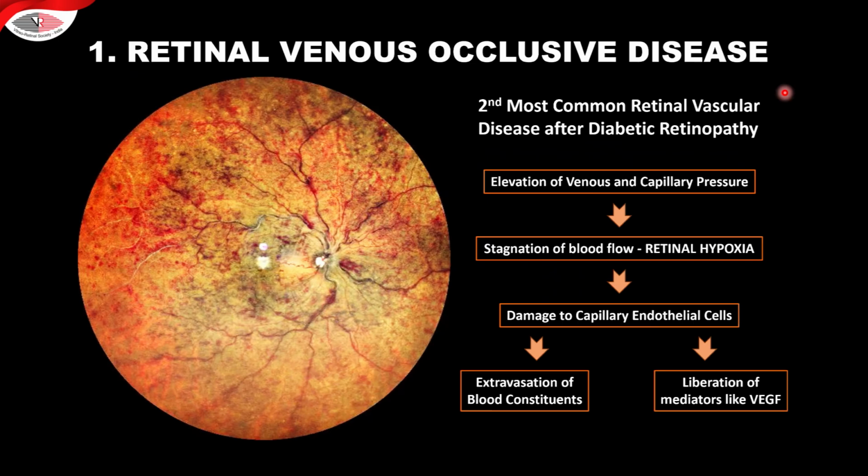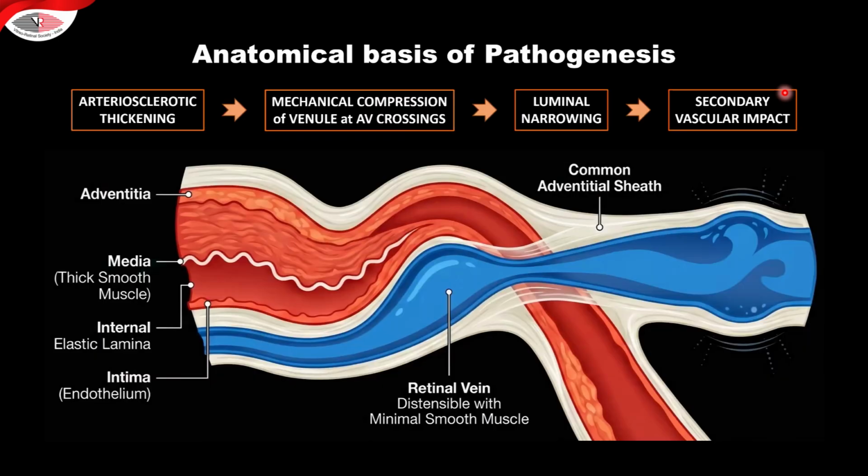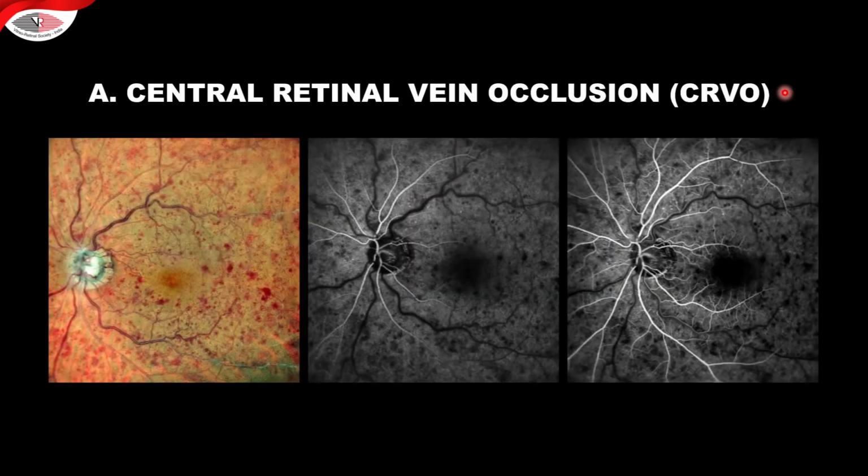Basically, the elevation of venous and capillary pressure causes stagnation of the blood flow, retinal hypoxia, and then damage to the capillary endothelial cells. And then there's extravasation of the blood constituents and, of course, the mediators like VEGF, which come in. And the anatomical basis is all because of chronic atherosclerotic changes, inflammation, mechanical compression of the venule at the crossings. The crossings are predisposed to these blockages, luminal narrowing, and the secondary vascular impact.